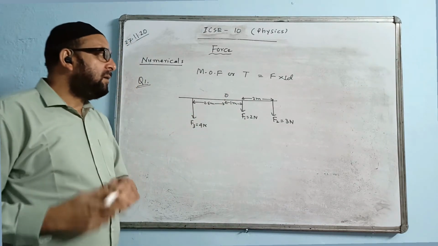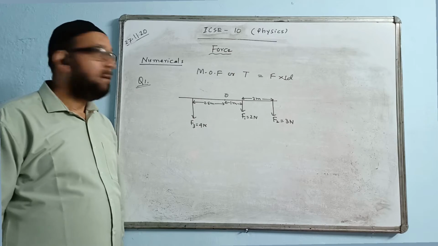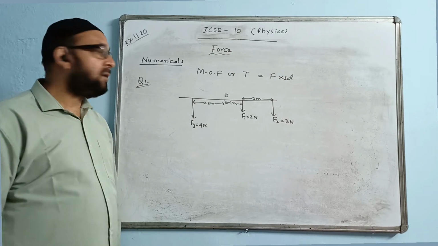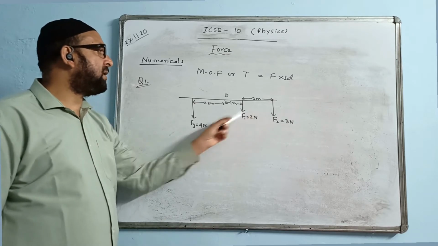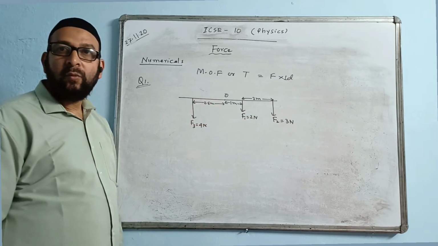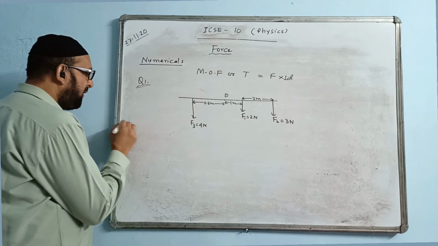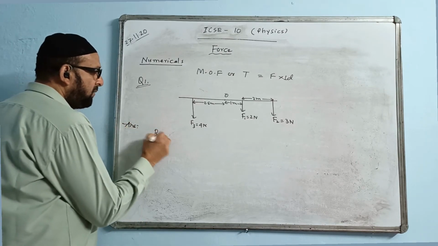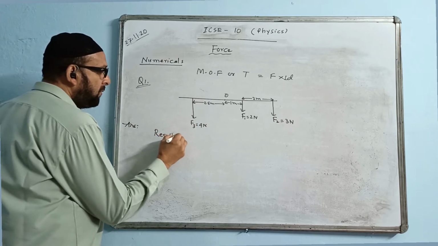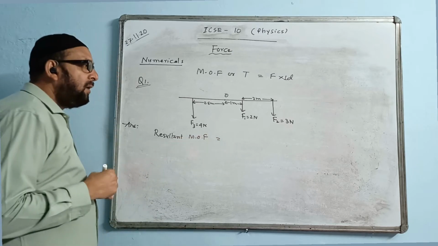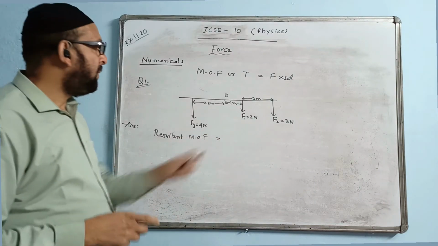And the question is asking, find the resultant moment of force. Resultant is total. Find the resultant moment of forces about the point O. This is very simple. Answer we are finding now. First we find the resultant moment. Resultant MOF, that is moment of force. We'll do one by one.